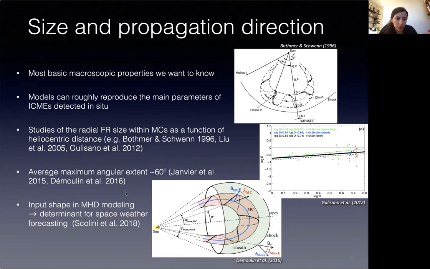And it's also worth noticing that the shape that is used as input for several MHD models is determinant for space weather forecasting purposes. And this has been emphasized recently by Scolini et al.